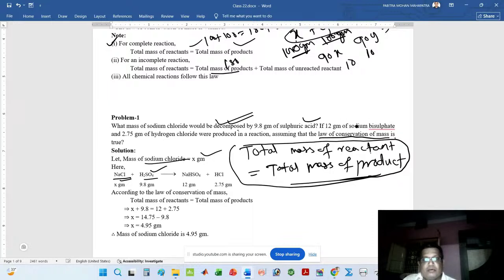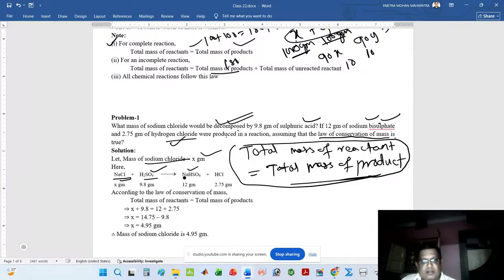Now look again, read the question. If 12 gram of sodium bisulfate and 2.7 gram of hydrogen chloride were produced, that means the products are sodium bisulfate and hydrogen chloride. So here I can write NaHSO4. This is the formula of sodium bisulfate, that is sodium hydrogen sulfate.